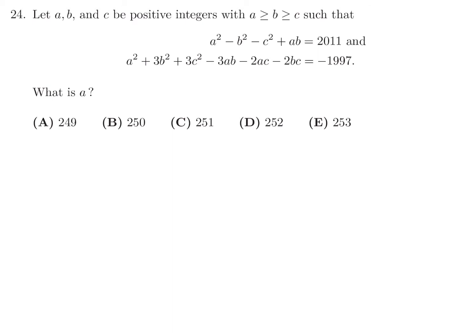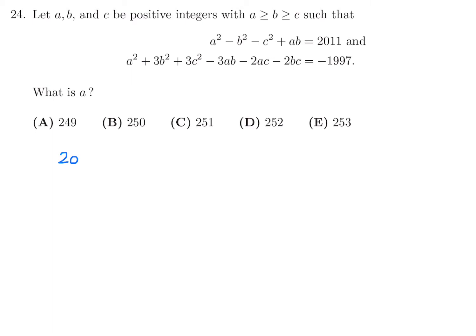Let A, B, and C be positive integers with A greater than B greater than C, such that A squared minus B squared minus C squared plus AB is 2011, and A squared plus 3B squared plus 3C squared minus 3AB minus 2AC minus 2BC is negative 1997. What is A? Well, we have to begin somewhere, so let's add them. I think that will help.